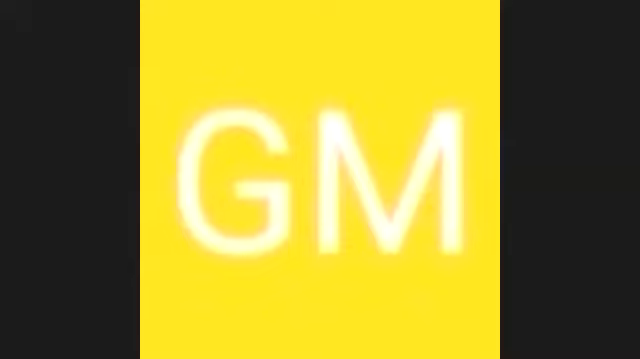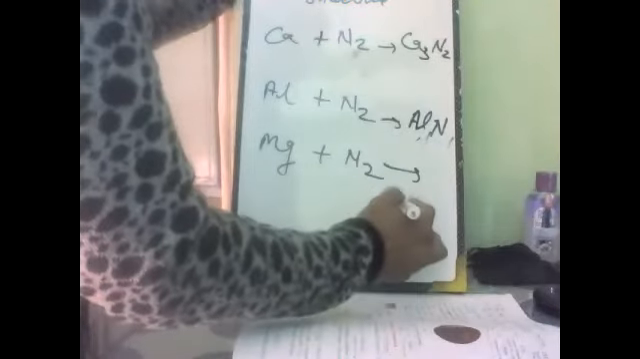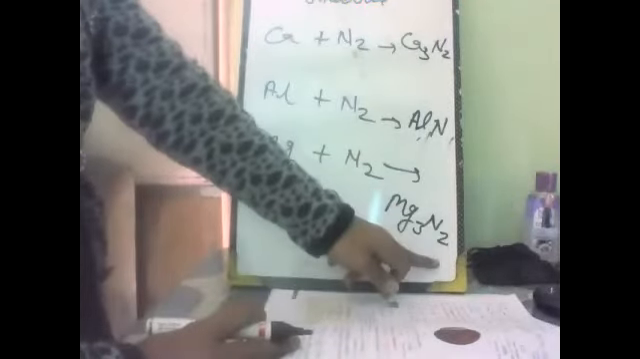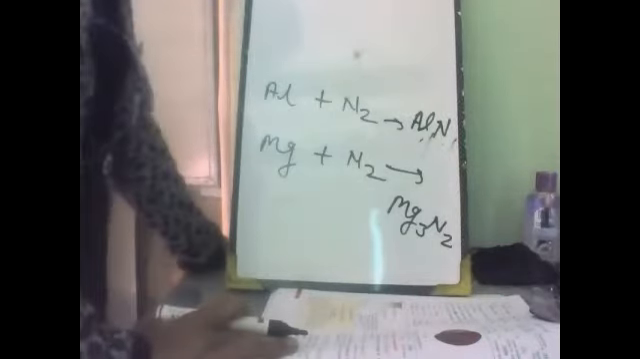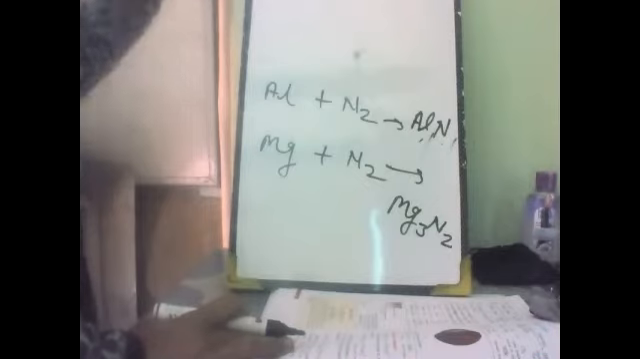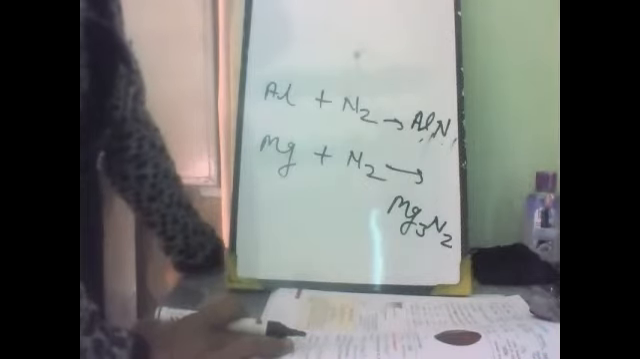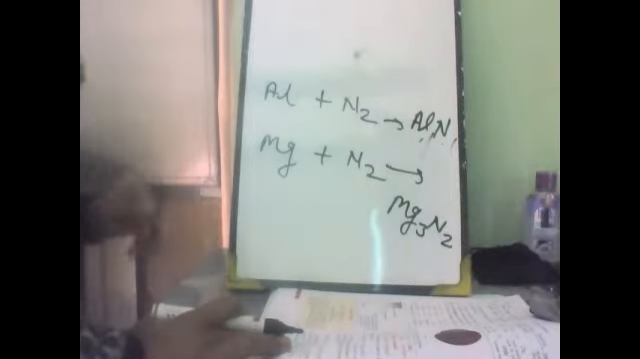The formula for magnesium nitride is the same as calcium: Mg3N2, with 3 valency of nitrogen and 2 valency of magnesium. Now, here an experiment is given. When a jar is filled with nitrogen and a burning magnesium ribbon is lowered into the jar, it keeps on burning due to the formation of magnesium nitride.